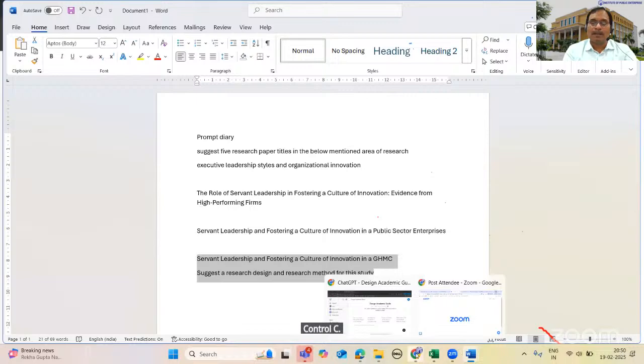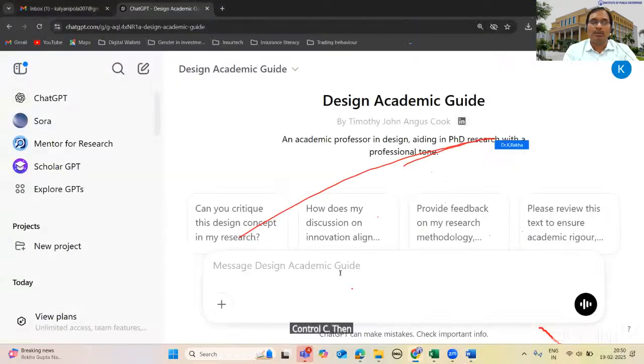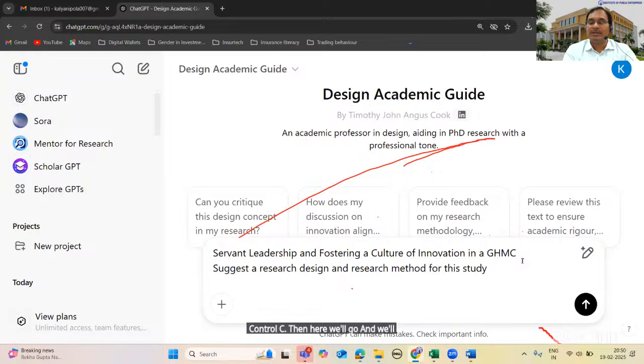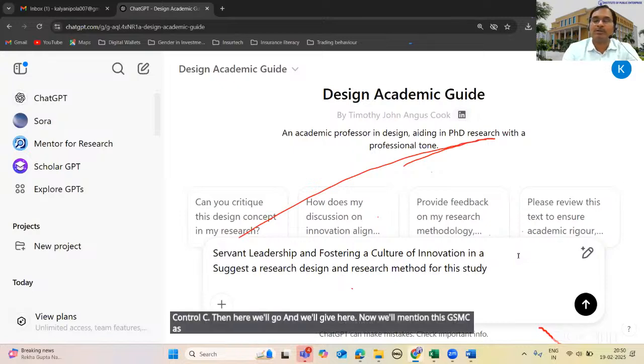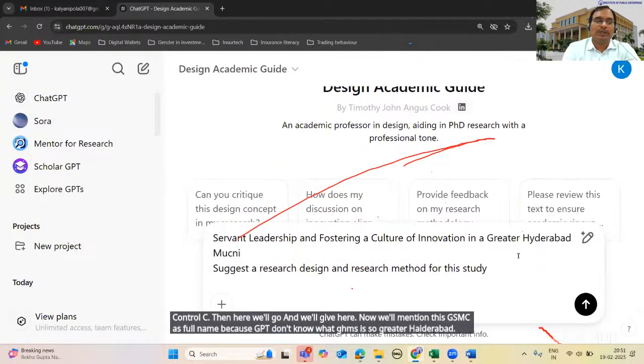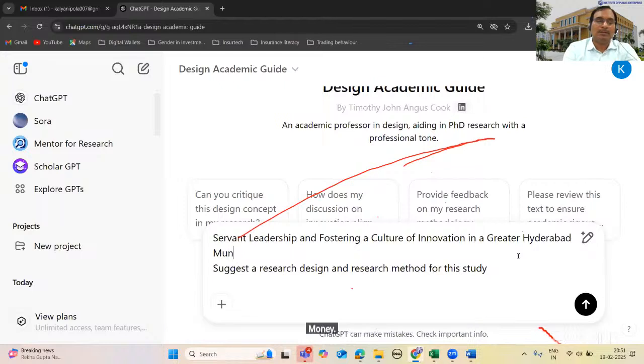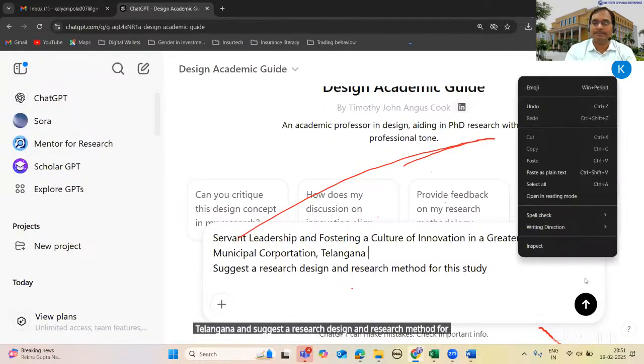Then here we'll go and we'll give this. Now we will mention GHMC by its full name because GPT doesn't know what GHMC is. So Greater Hyderabad Municipal Corporation, Telangana, and suggest a research design and research method for this study.